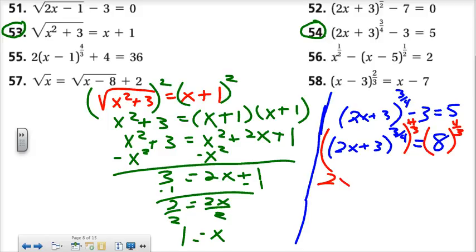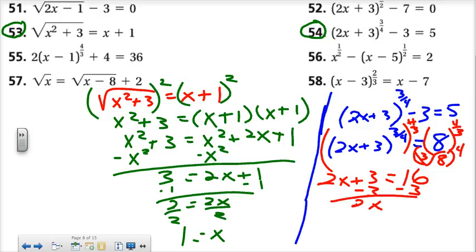And that will give me 2x plus 3 equals, well, this would be the cube root of 8 to the 4th power, and the cube root of 8 is 2. 2 to the 4th is 16. And then I'll subtract 3 from both sides and divide by 2. And I get x equals 13 halves.